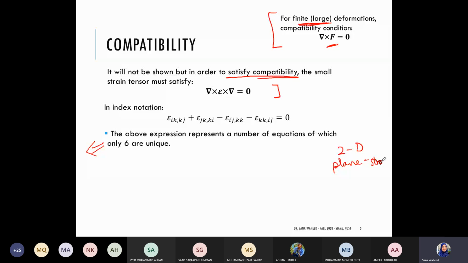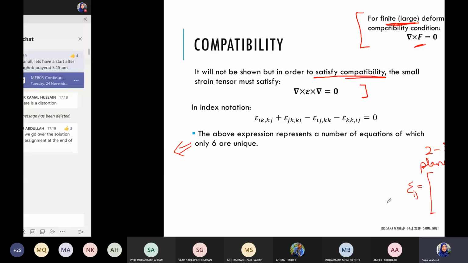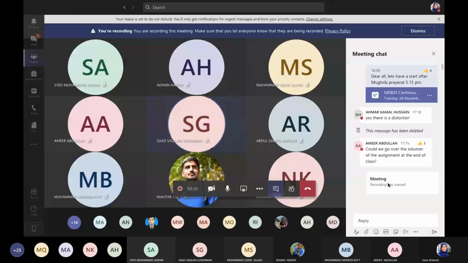I should probably ask you guys this, let's test your undergraduate knowledge. Who here knows what plane strain is? What is the strain tensor for plane strain? Could anyone comment in the chat? What is plane strain? A 2 by 2 matrix, man. It's a 2 by 2 matrix, yes.